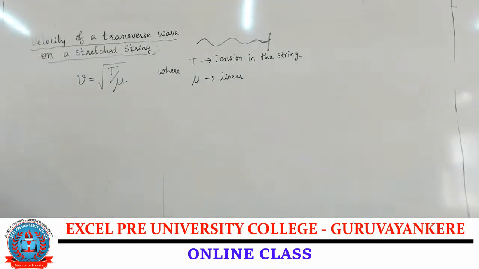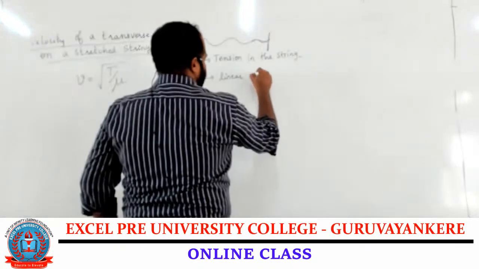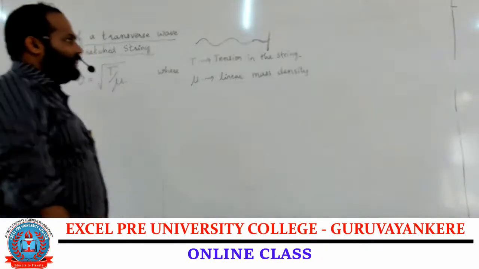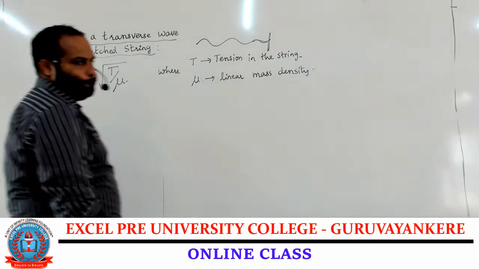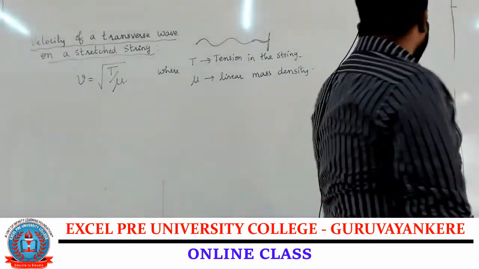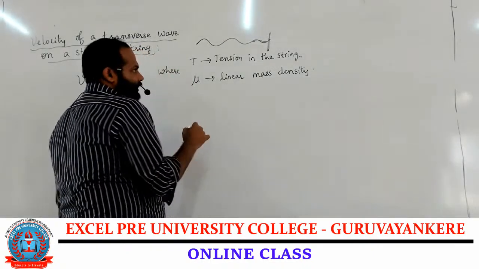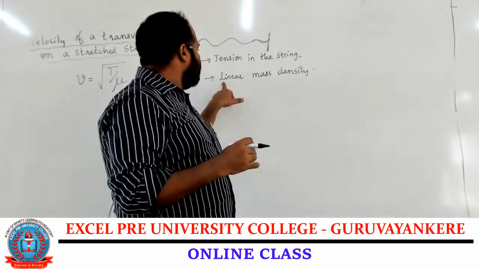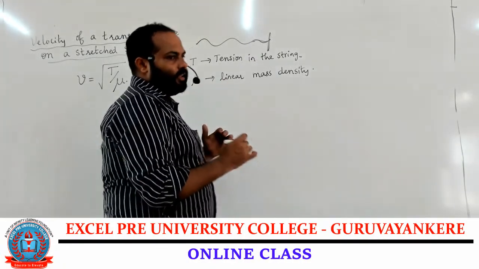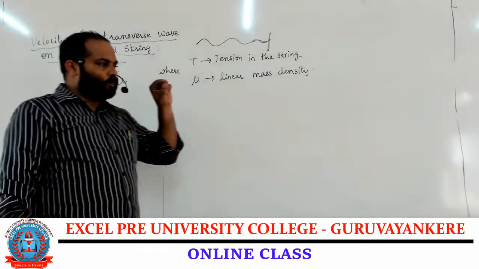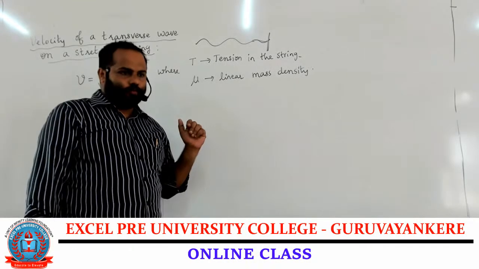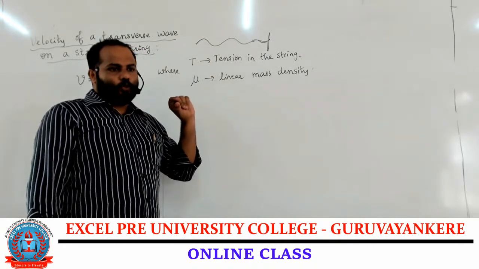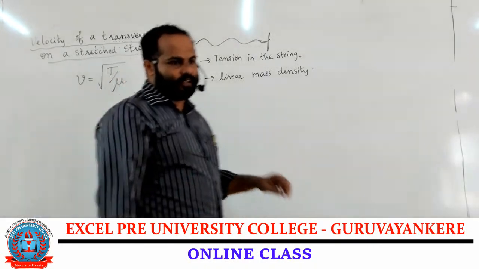Mu is called linear mass density. Is that clear? See, density is mass by volume. Linear means line dominates the volume, correct? That means area of the string must be so small that it should be neglected. Area of cross section of the string should be so small that it should be neglected.